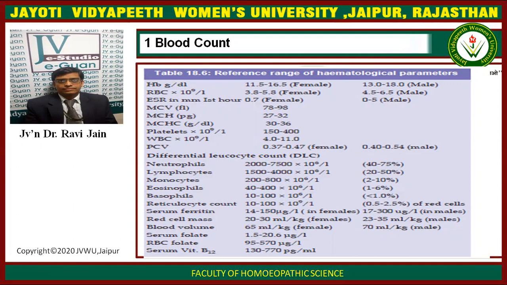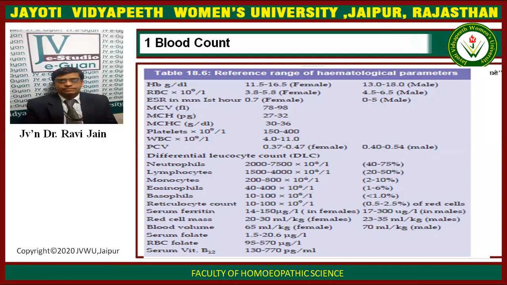MCV is 78 to 98 gram per liter. MCH is 27 to 32 picogram. MCHC is 30 to 36 gram per deciliter are the normal ranges. Then you have to check for the platelet count into 10 raised to power 9 per liter. That is 150 to 400 into 10 raised to power 9 platelets per liter of blood. Then you have to check for the WBC count. The WBC count is mentioned into 10 raised to power 9 per liter. That is 4.0 to 11.0 into 10 raised to power 9 per liter.